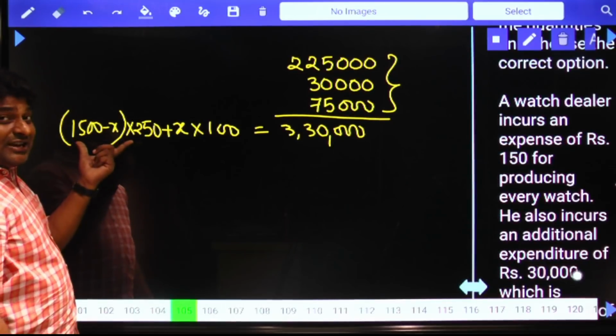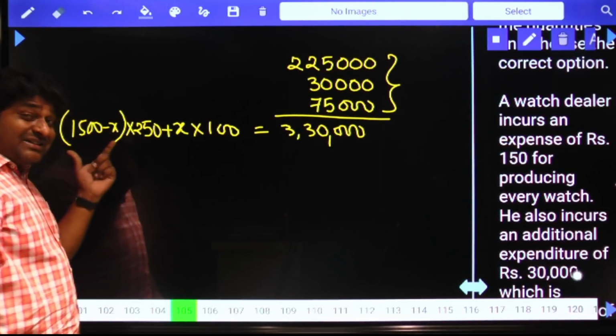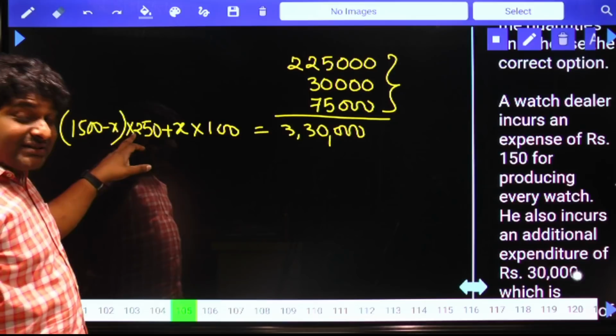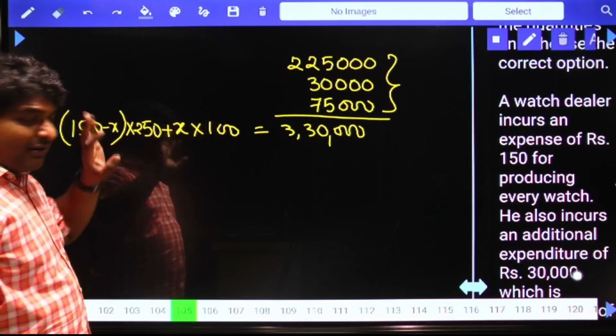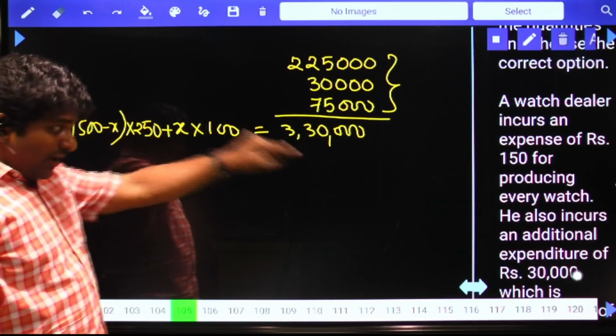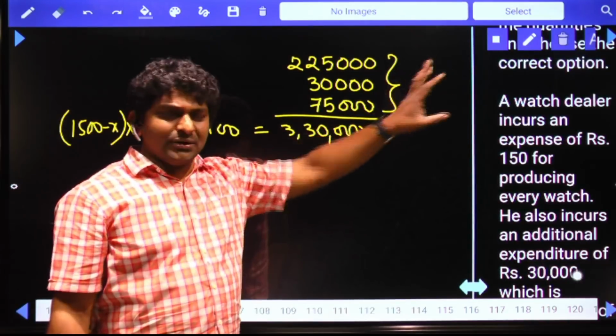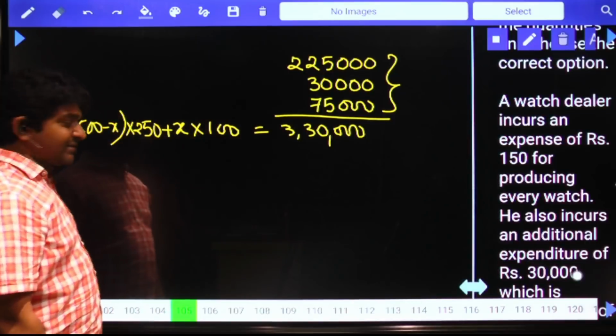This is total selling price that we will get by selling 1500 minus x watches during on season, and off season x into 100. Your question is about during off season how many were sold. Hence I am taking this as x.